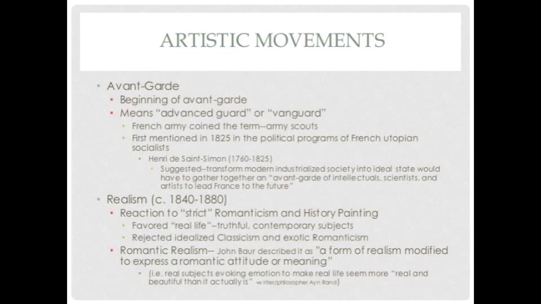The other artistic movement that was very important during this time is Realism. This took place between 1840 and 1880. It was a reaction to the strict romanticism in history painting. Realists wanted to depict life as it was. They didn't want to idealize it or make it completely exotic. Romantic realism is a type of realism where they express a romantic attitude or meaning. In other words, it evokes emotion from real life.